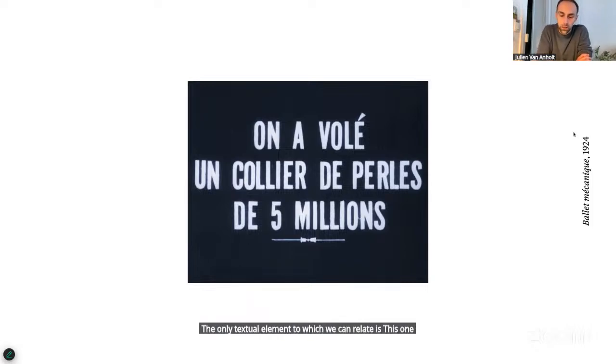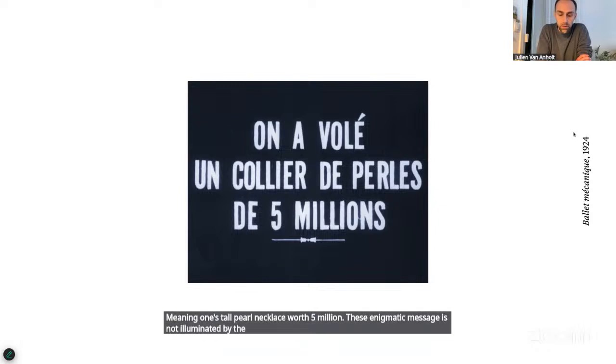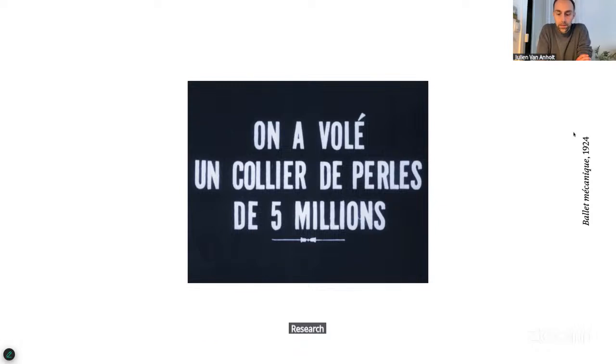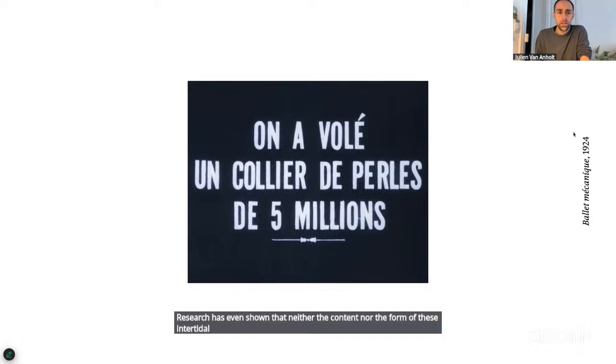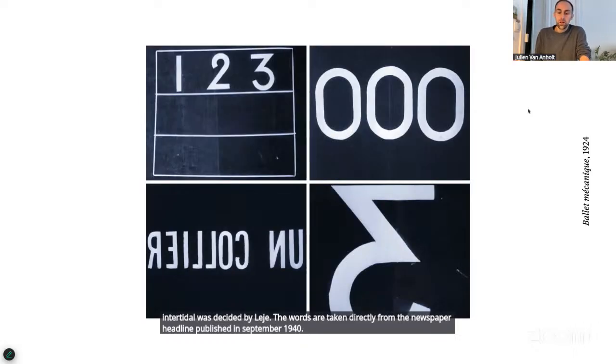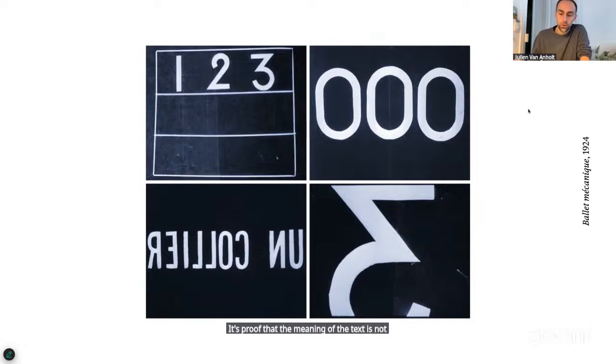"On a volé un collier de perles de 5 millions," meaning one stole a pearl necklace worth 5 million. This enigmatic message is not illuminated by the images that frame it. Research has even shown that neither the content nor the form of this intertitle was decided by Léger. The words are taken directly from a newspaper headline published in September 1940. It's proof that the meaning of the text is not Léger's first concern.